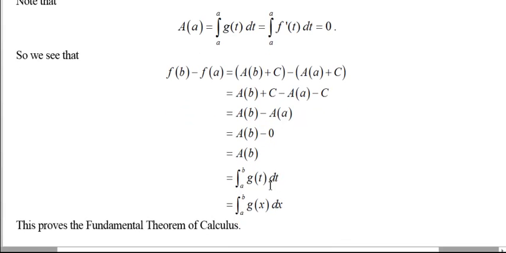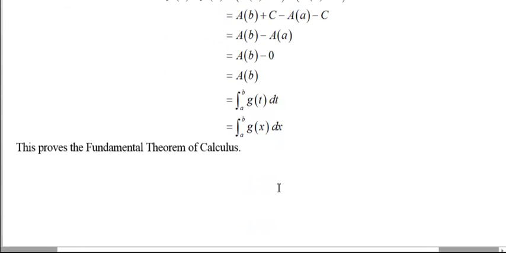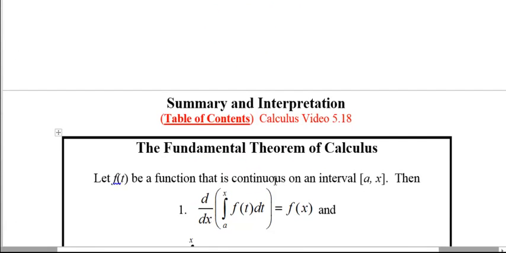Now what is A(b)? It's the integral from a to b of g(t) dt. Or in other words, it doesn't matter what I call this letter, I could say it's the integral from a to b of g(x) dx. So we've seen that, remember, f was any antiderivative we picked of g(x). So that proves the fundamental theorem.